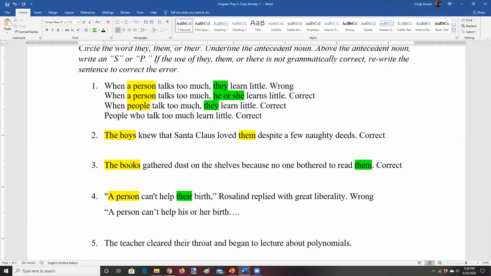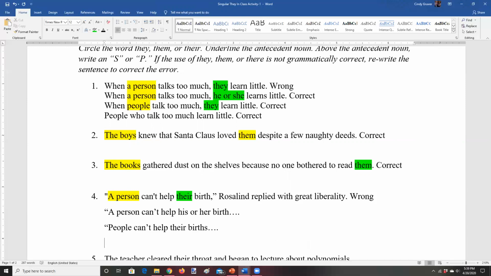And then, or we could do this. People can't help their births. We have to make it plural because obviously we don't share a birth with anyone other than a twin. And even then you might say they're separate births.